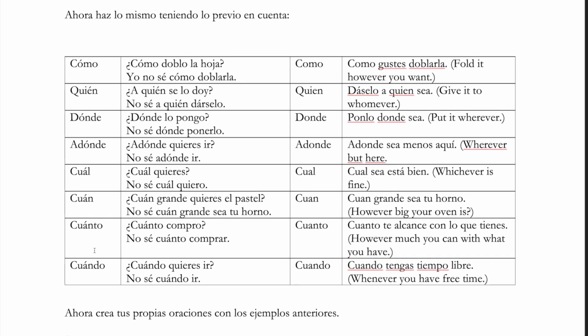Now these down here, these follow a different construction. So these, we put a stress mark, and there is meaning. Now there's also a different part emphasized. ¿Cómo doblo la hoja? This is how, versus como gustes doblarla, however you want to fold it. So here, these, really there's meaning. There's a difference in meaning between these words. These are your evers in English, so wherever, right? ¿Dónde lo pongo? Where should I put it? Ponlo donde sea. Put it wherever you want. So these are the evers, and that's the reason behind these right here.